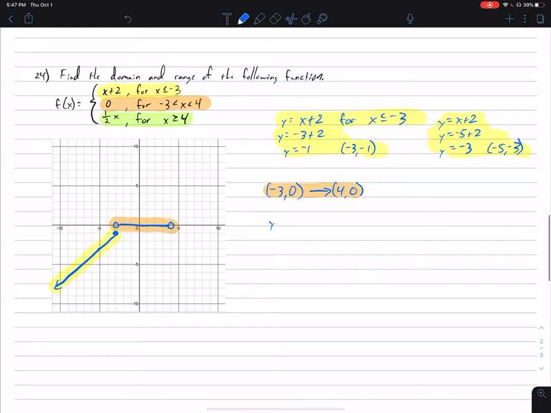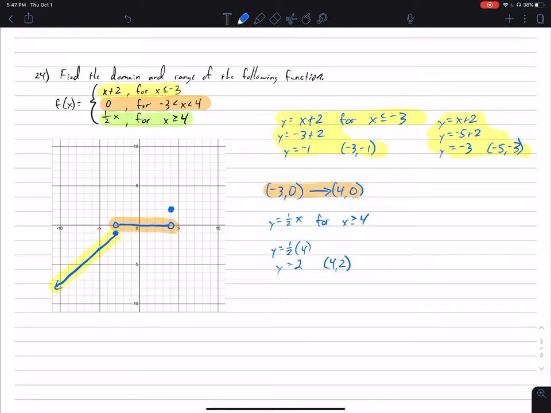So I want to do the same thing as I did for the first. I'm going to plug in some numbers. And they're telling us for x is greater than or equal to 4, so I'm going to plug in the number 4. y is equal to 1/2 times 4, so y would be equal to 2. That tells me I have the point (4, 2). It's equal to it, so we are going to put a closed circle.